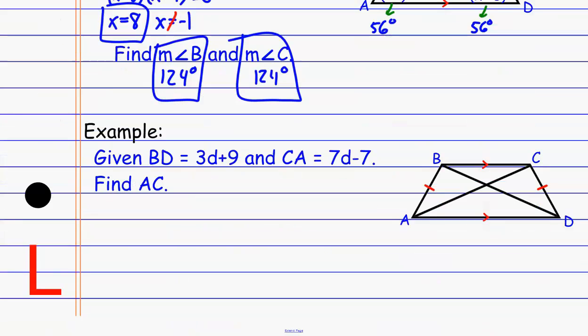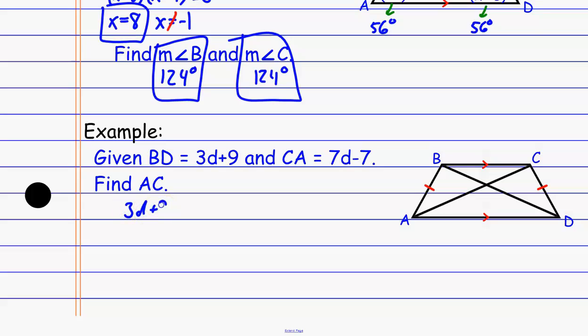If I look at the next one, it tells me that BD is 3D plus 9 and CA is 7D minus 7. And I want to find the length of AC. And once again, I have a trapezoid because I have one pair of parallel sides. It's an isosceles trapezoid because the legs are congruent. And so if I have an isosceles trapezoid, it means the diagonals are the same. And that's what they've given me here. They've given me the lengths of the diagonals. So I can just set those equal to one another.